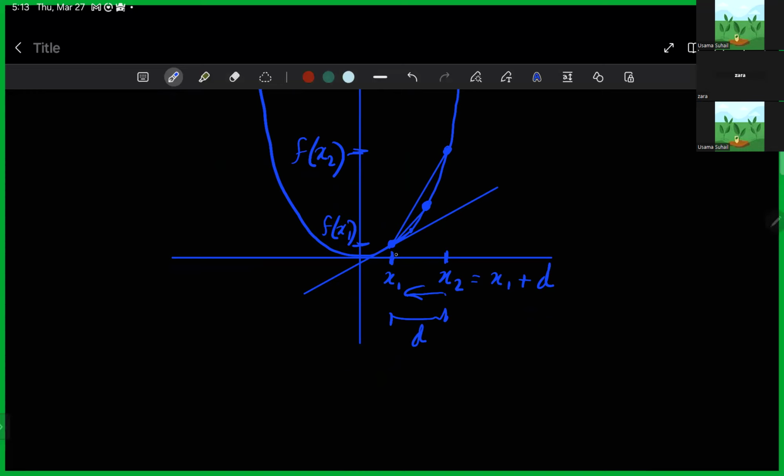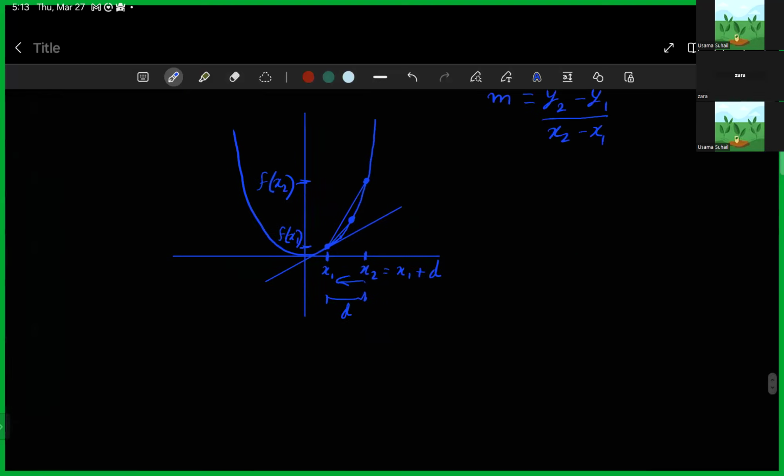right? Because that would give us a gradient that bears a closer resemblance to the gradient of the line of the tangent, right? So what happens now is, if our first point is x1, while our x2, we have said, is the first point plus the difference, the distance moved from one point to the next point, right? So x2 is this.